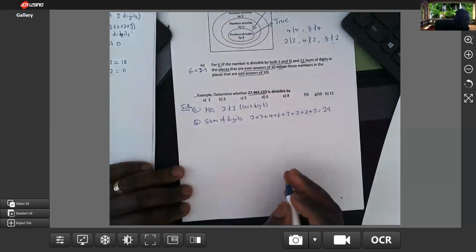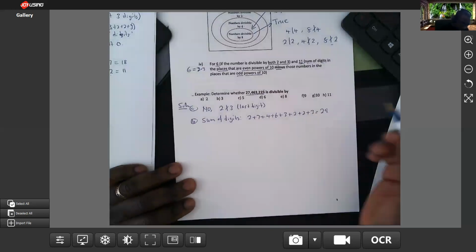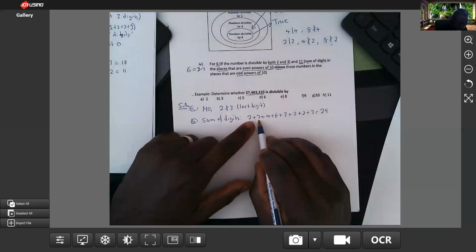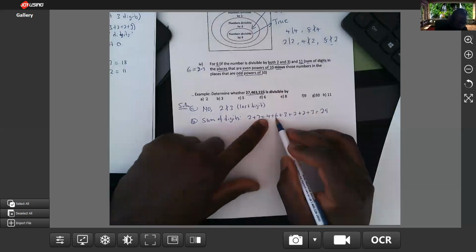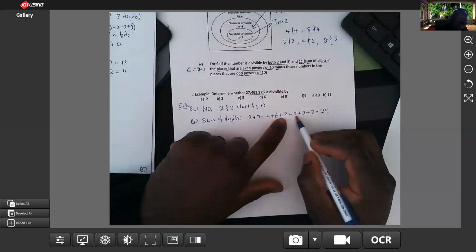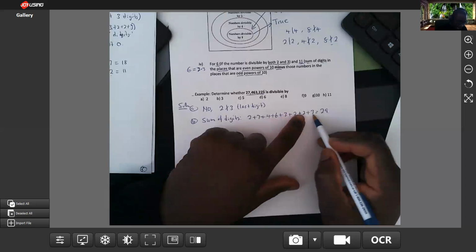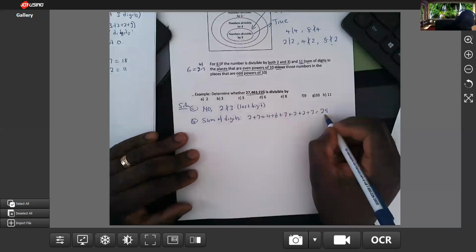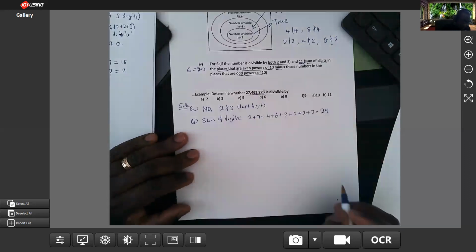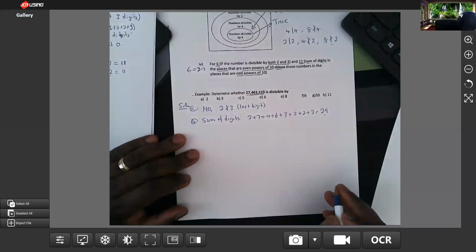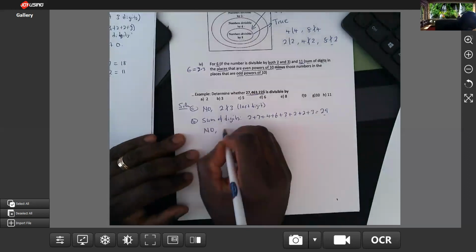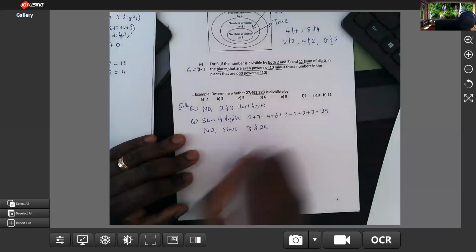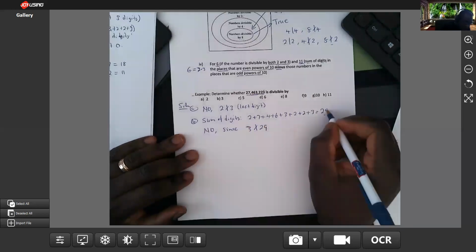Okay, the sum is equal to 29. That means we got this right. We have 9, 13, 19, 22, 24, 26, and 29. But since 29 is not divisible by 3, we say that our number is not divisible by 3. So the answer is no, since 3 doesn't divide 29, which is the sum of all the digits.